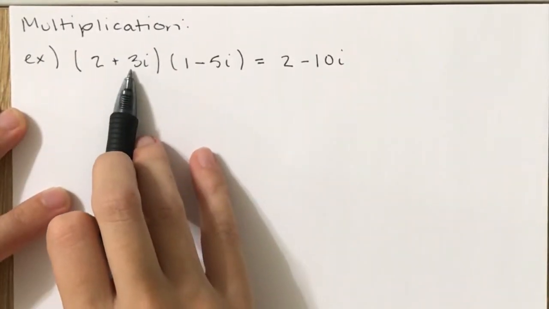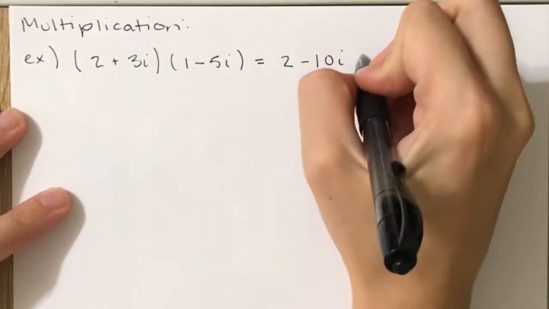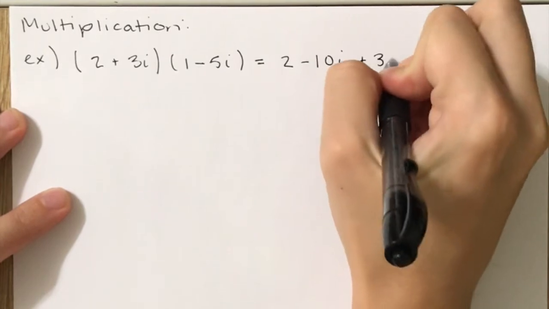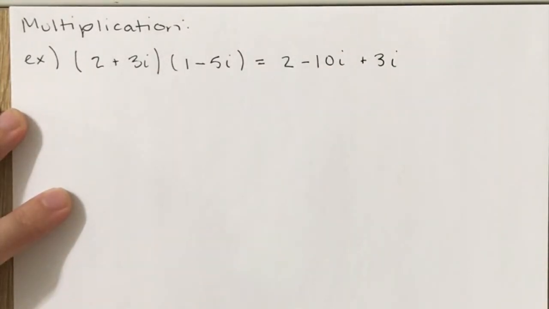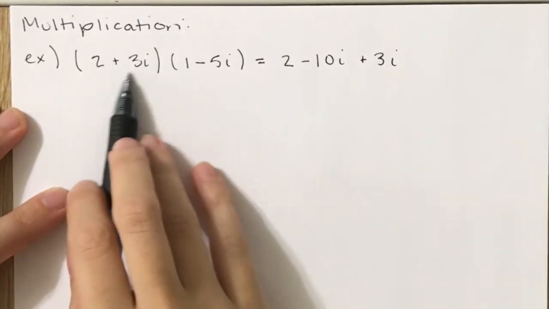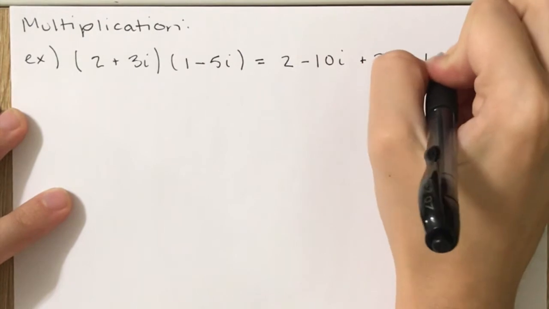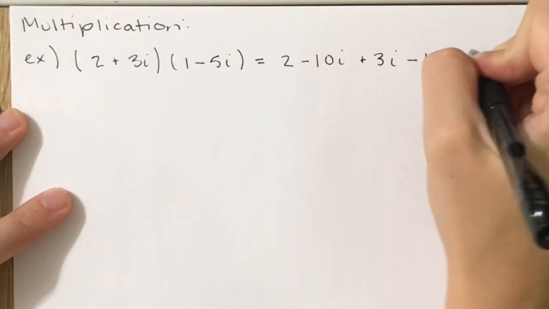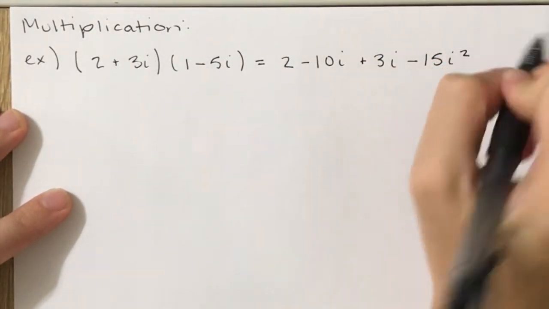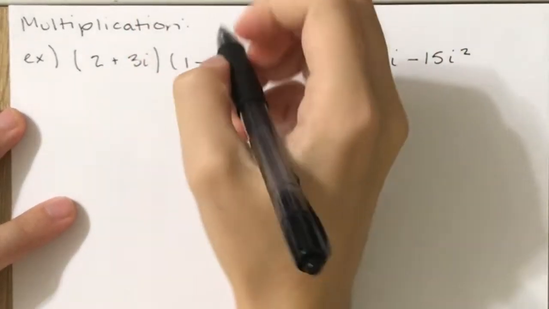Then inside, 3i times 1, which is 3i. And then our last terms, which are both of the imaginary parts. So we have 3i times negative 5i. So we end up with negative 15i squared. So I want us to think about something really quickly.